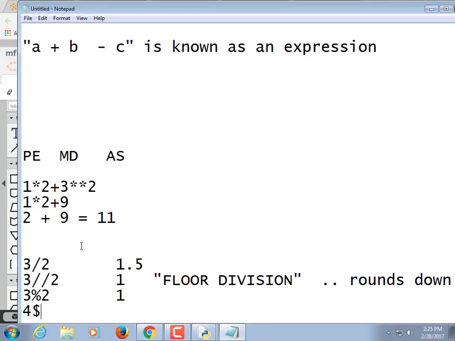What's 4 modulus 2? 0. Why? Because 2 goes into 4 evenly with no remainder.